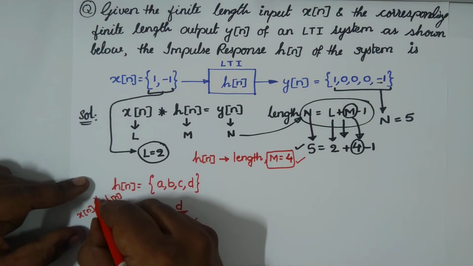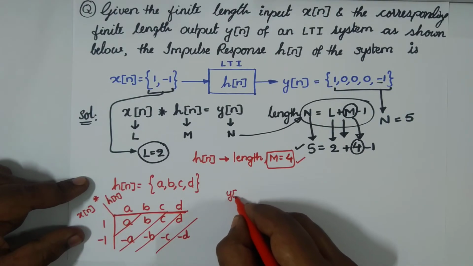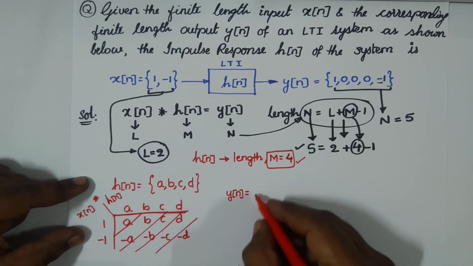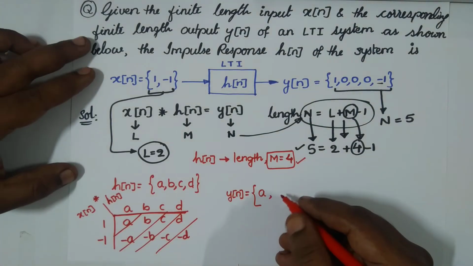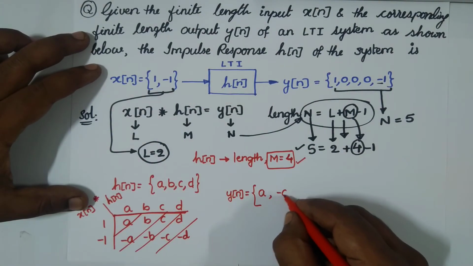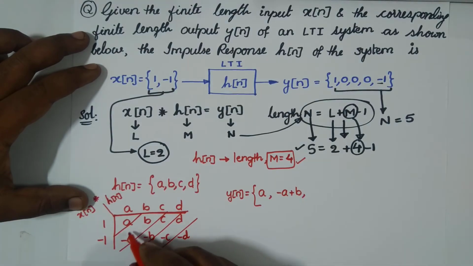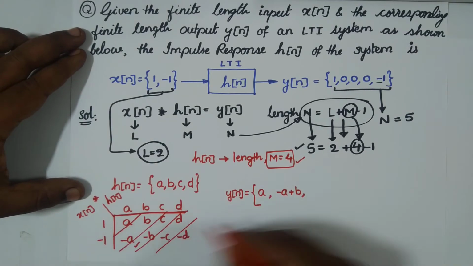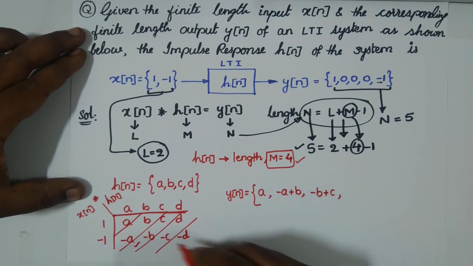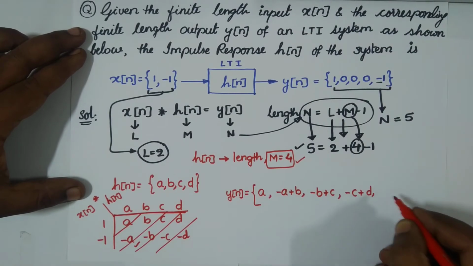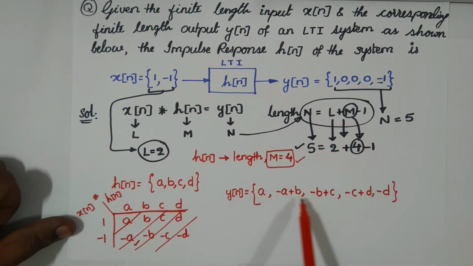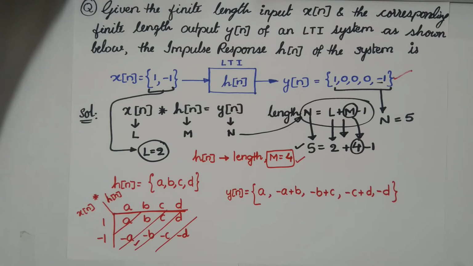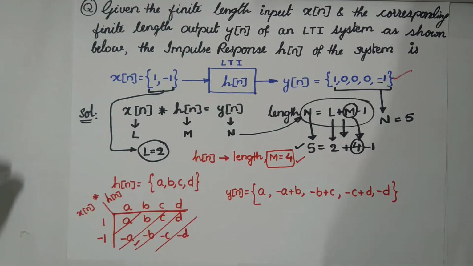So x of n linearly convolved with h of n equals y of n. So y of n is equal to, we obtained, a, then minus a plus b, then minus b plus c, then minus b plus c, then minus c plus d, and the last one is minus d. Just add the elements within the bins. How many samples do we have in the output? 1, 2, 3, 4, 5. Satisfied with this, so we are done with that.